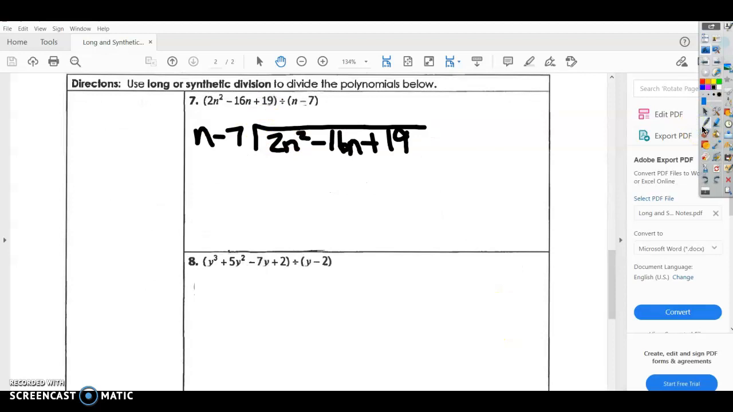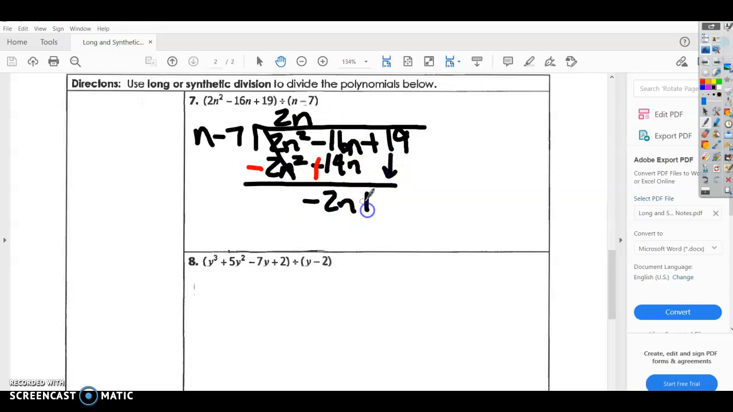All right, let's look at another example. So n minus 7 divided into the polynomial 2n squared minus 16n plus 19. I'm going to take the first term, n, and divide it into 2n squared. N goes into 2n squared 2n times. 2n times n is 2n squared. And then I multiply 2n by the negative 7, which is negative 14n. I'm going to subtract all the way across. Subtract a negative makes that positive, and then this will cancel. Negative 16 plus 14 is negative 2n. Again, bring down my 19. That is a positive 19, so bring down the sign as well.